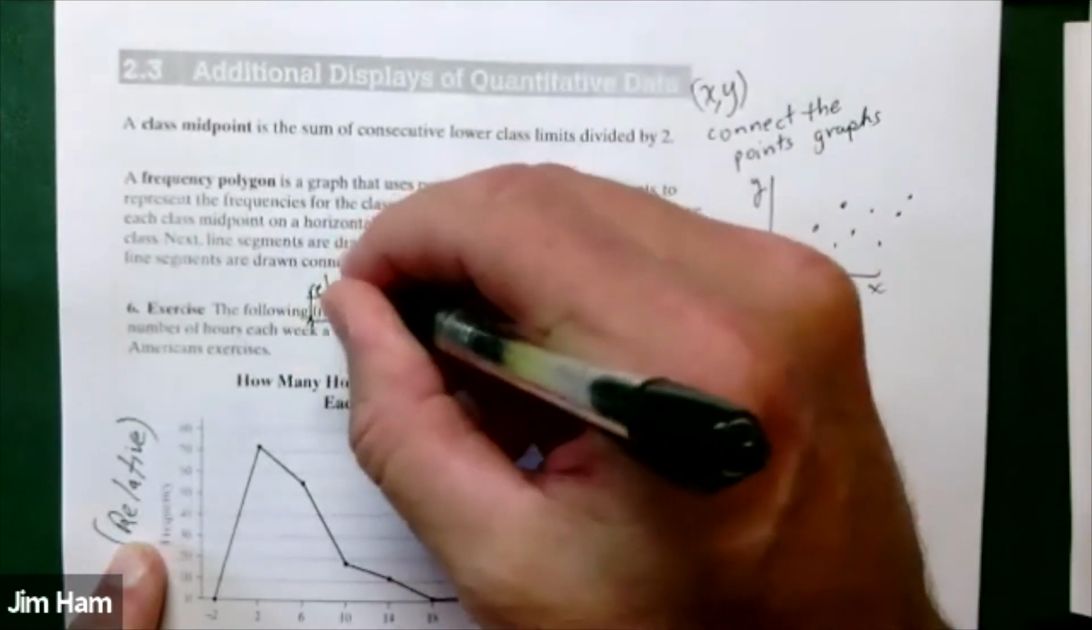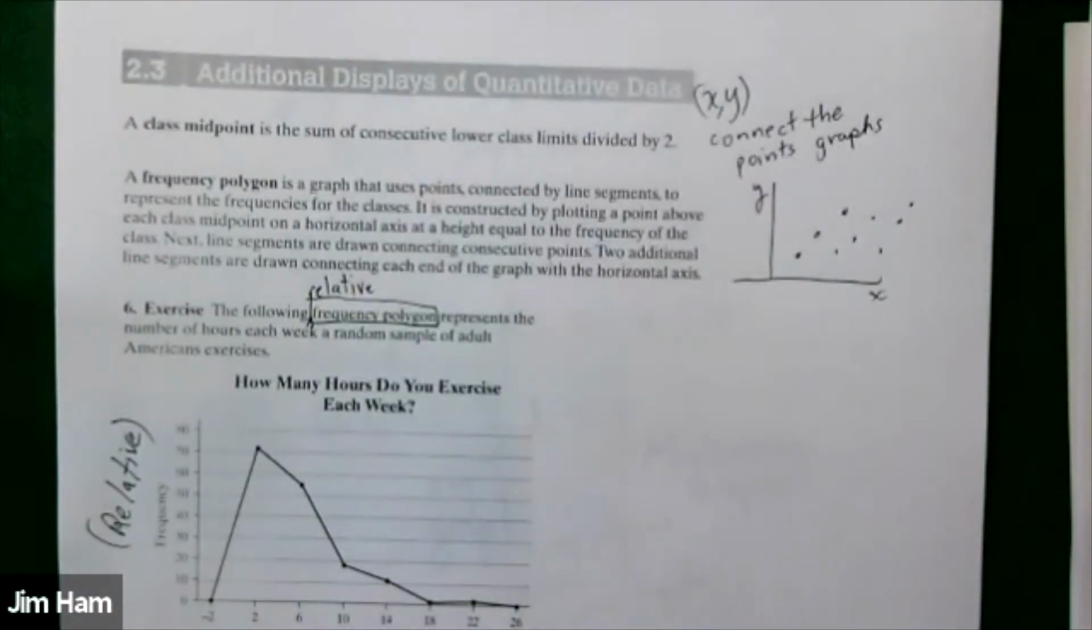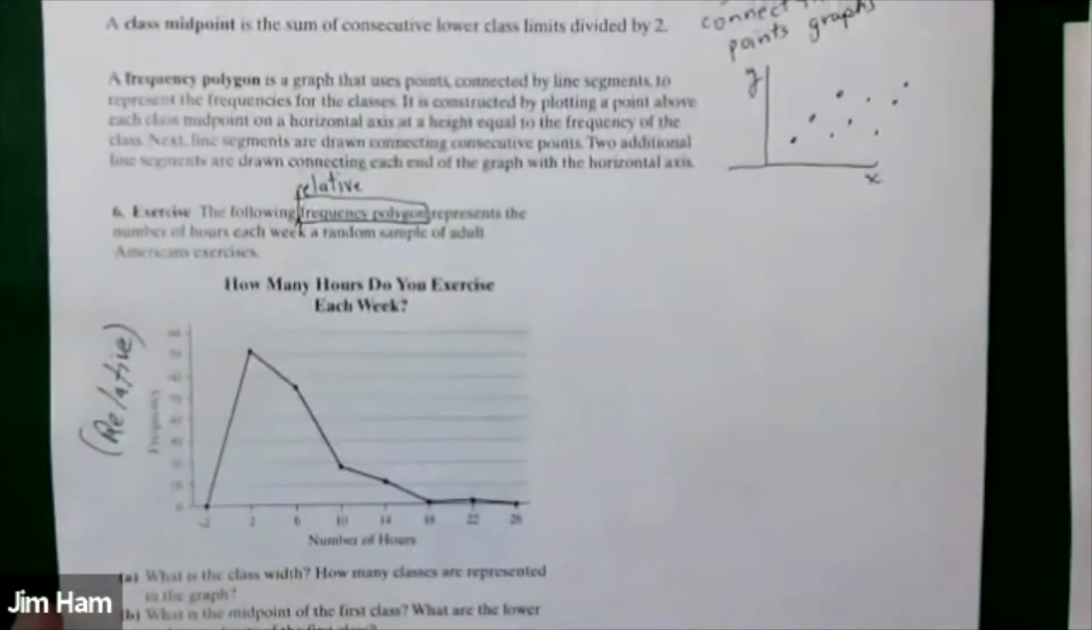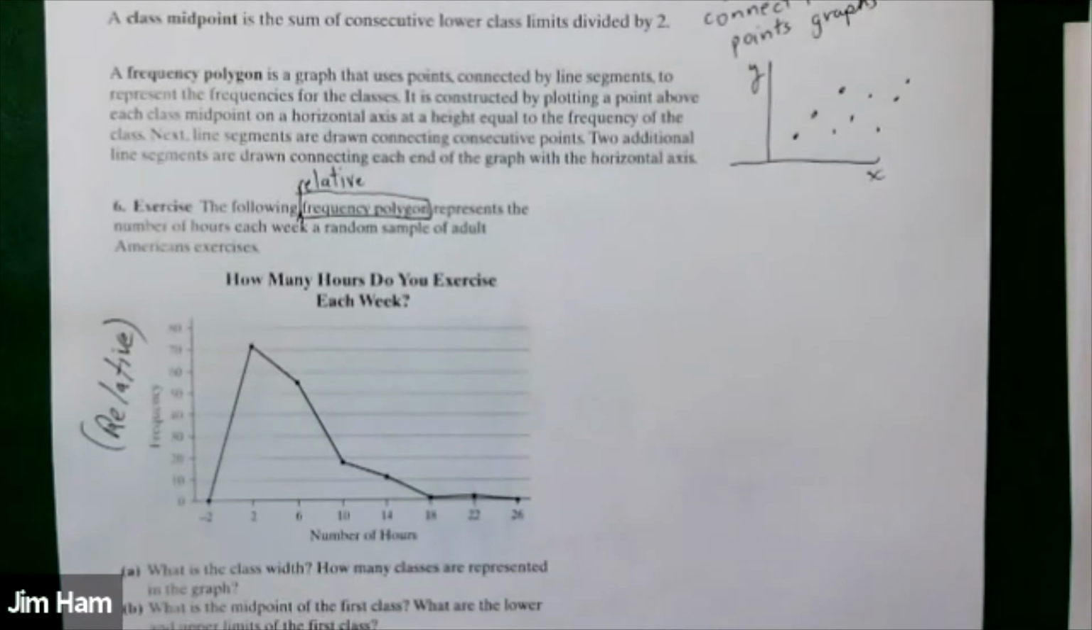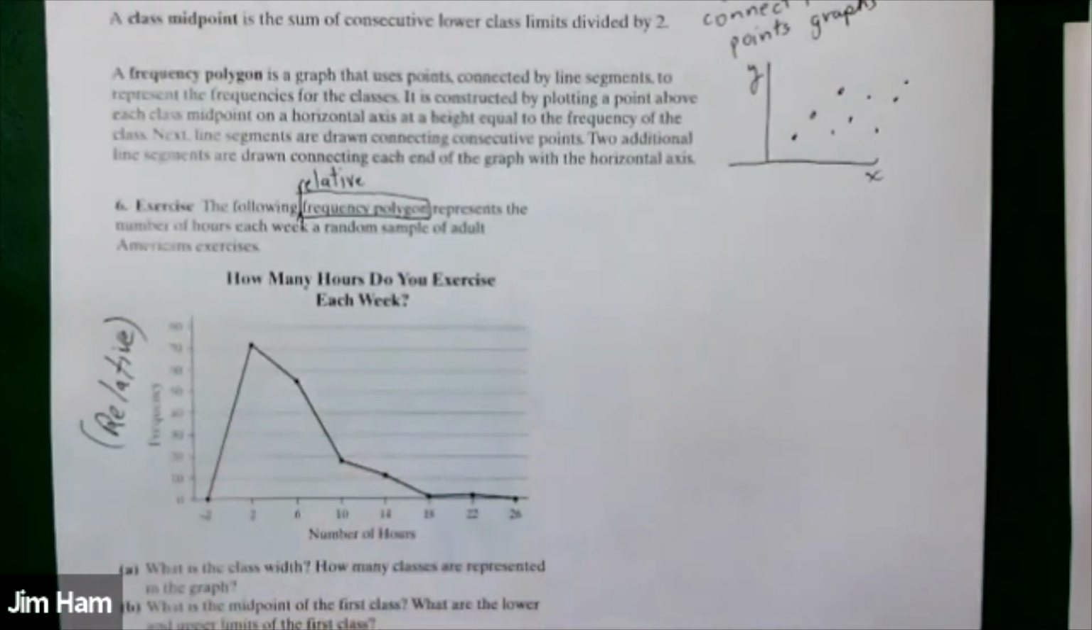Relative frequency polygons are variations of the frequency polygon. You're just going to be using a different vertical scale. All right, so the frequency polygon, and I'll show you how it's linked to a histogram in a little bit, but what we're going to use is these points.